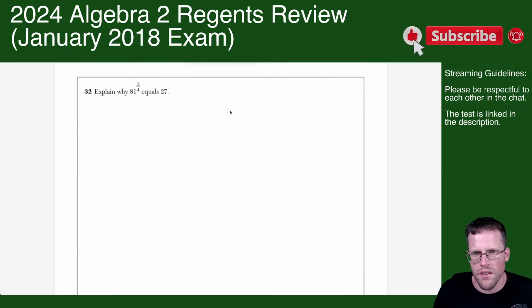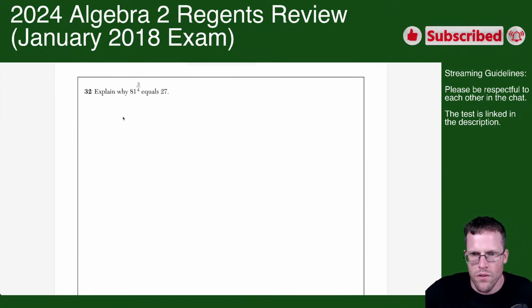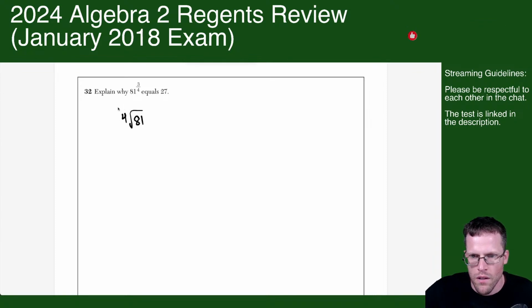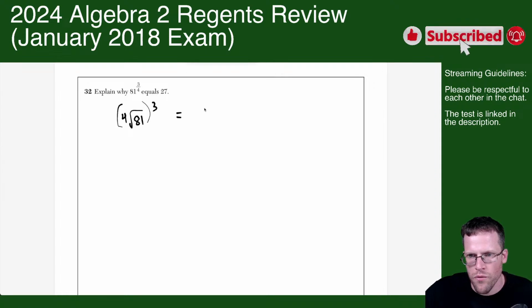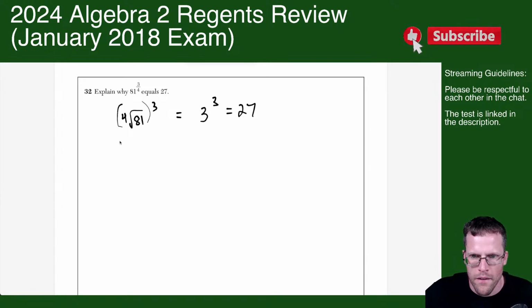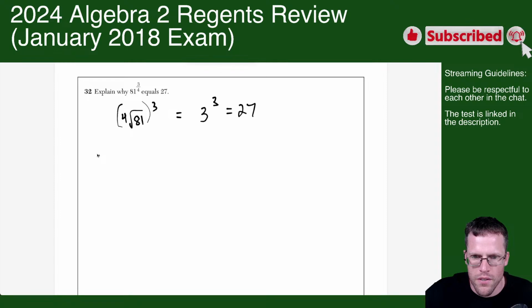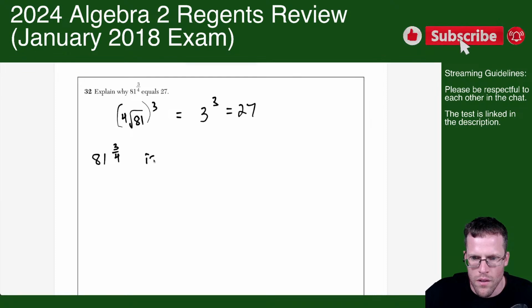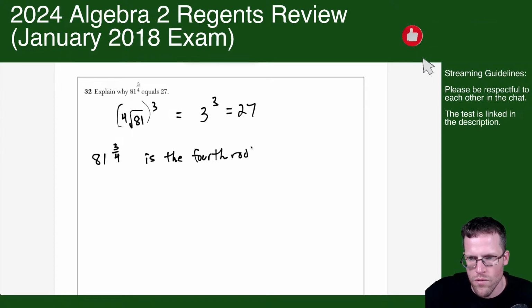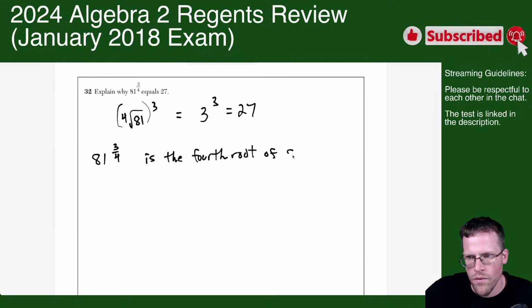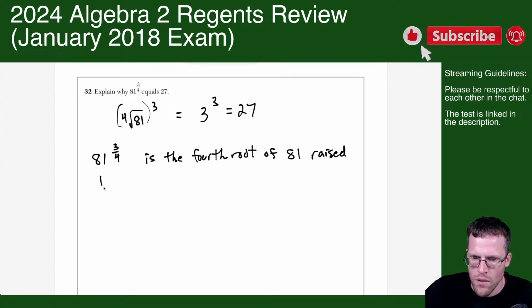Explain why this. I mean, power over root. So the fourth root of 81 to the power 3. The fourth root of 81 is 3, and 3 to the third equals 27. So I just write that in words. So, okay. So I'll just say this. 81 to the 3/4 is the fourth root of 81 raised to the third power.